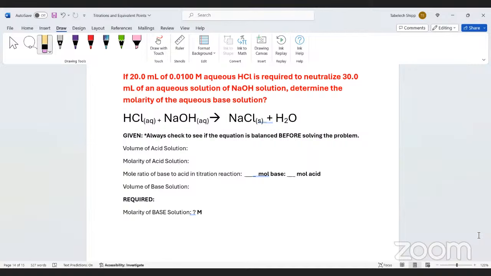Now, this problem says if 20.0 milliliters of 0.0100 molarity aqueous HCl is required to neutralize 30.0 milliliters of an aqueous solution of sodium hydroxide, determine the molarity of the aqueous base solution.